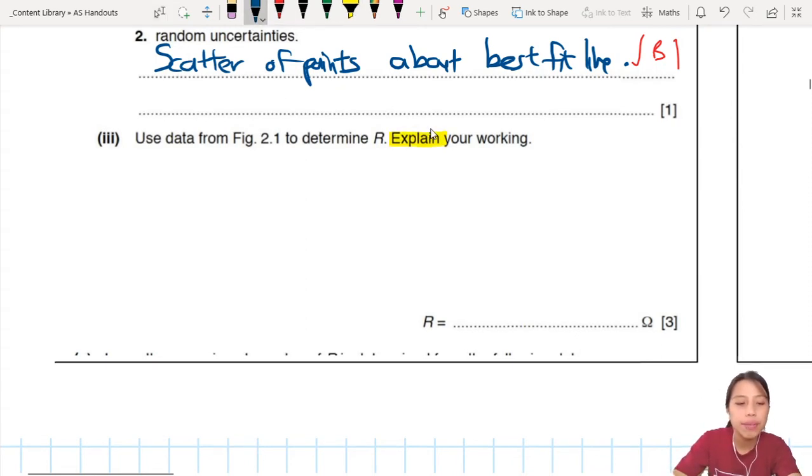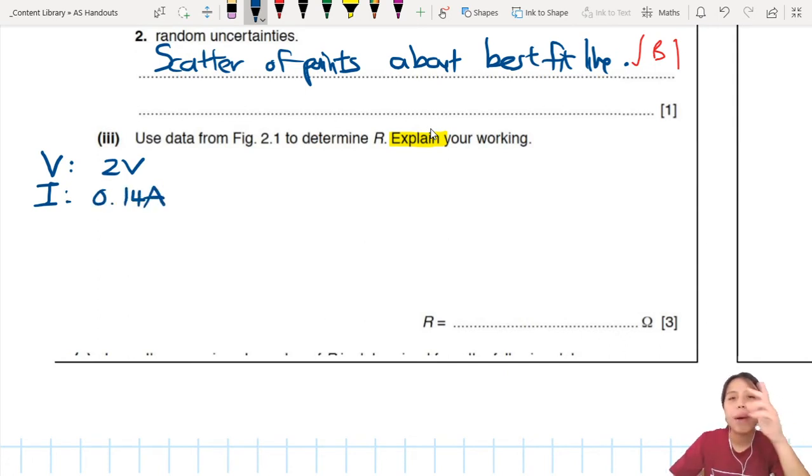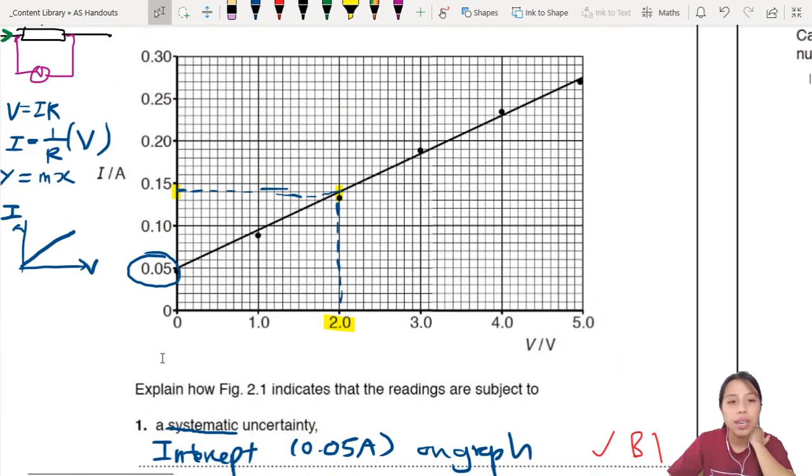Let's write down what points I have first. So I chose for my V 2 volts, and for my I I chose 0.14 amps. But before you calculate resistance, you need to consider this systematic uncertainty that we have here. There's a zero error. When your V is 0, how come there's current? Okay, so this is a positive zero error because it's positive. So we need to get rid of that.